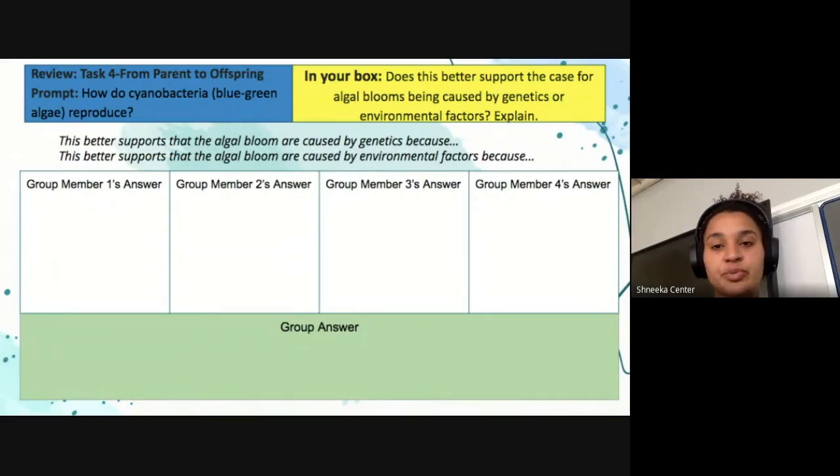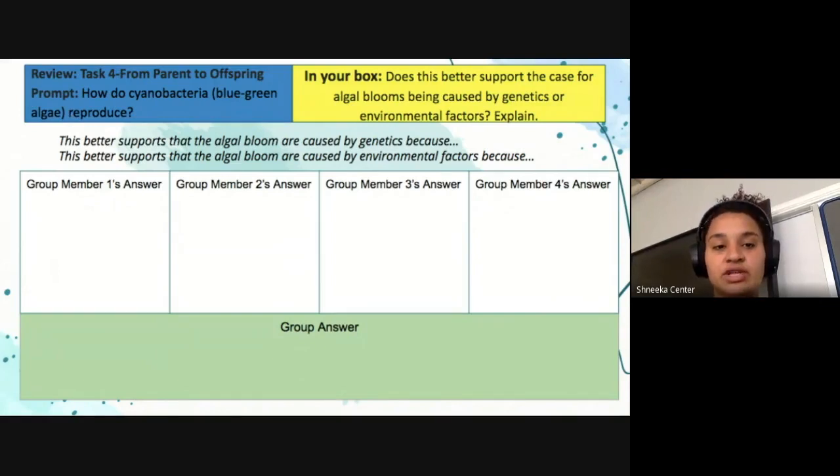Does this better support the case for algae blooms being caused by genetics or environmental factors? Explain. This question is a little confusing, but all it's really asking you is, does asexual reproduction give you more evidence that the algae blooms are caused by genetics, or does it give you more evidence that the algae blooms are caused by environmental factors? Think about the way that genes are passed down through asexual reproduction. You can use these sentence starters here to help you.